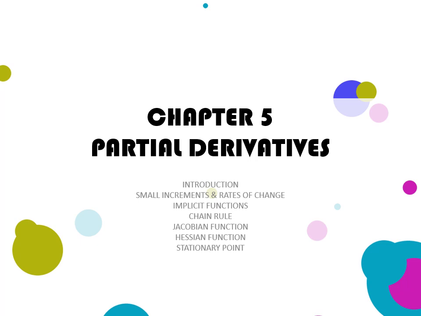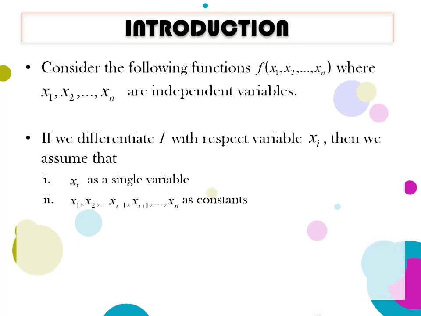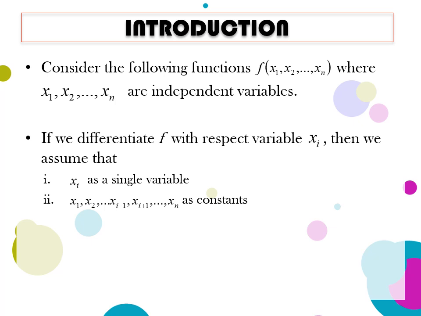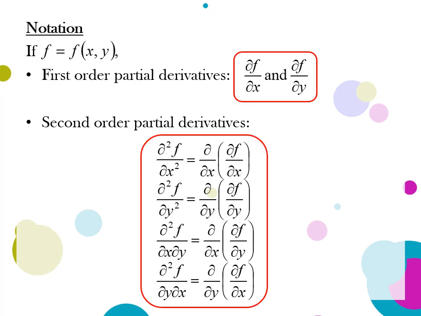Okay, now we are entering chapter 5, which is the last chapter to be covered in EQT 101. Right, so in chapter 5 we will learn about partial derivatives. First, I would like to introduce to you the notation used to denote partial derivatives.